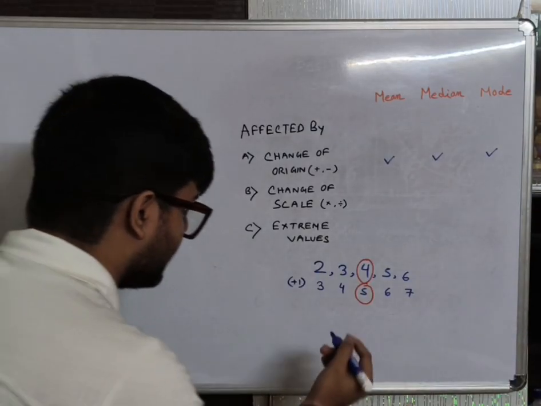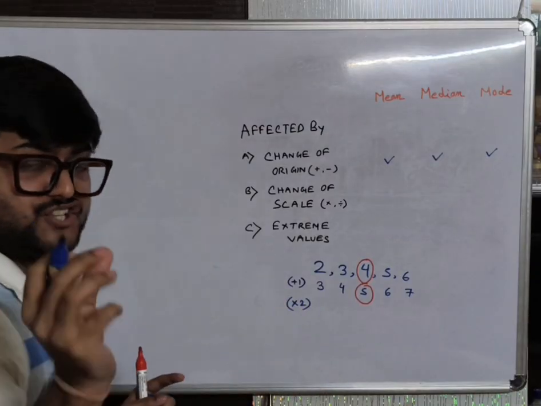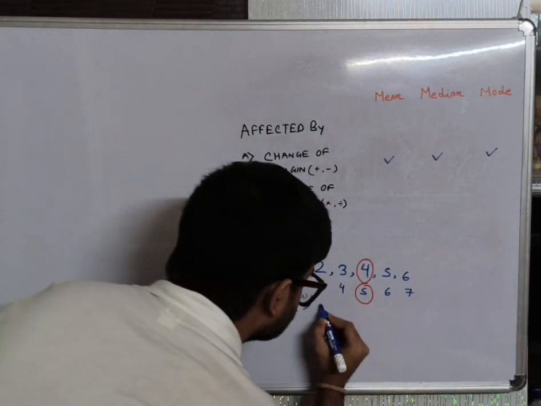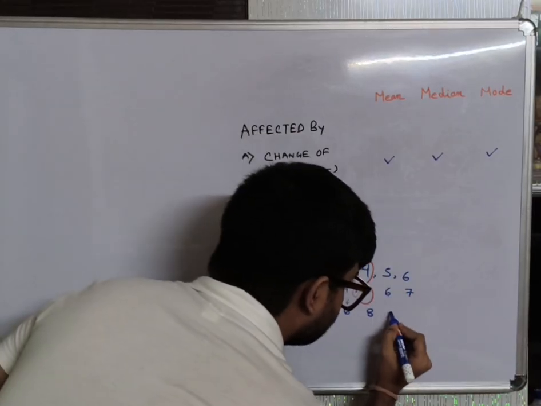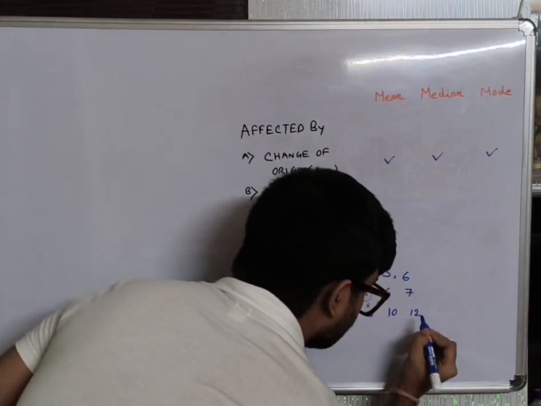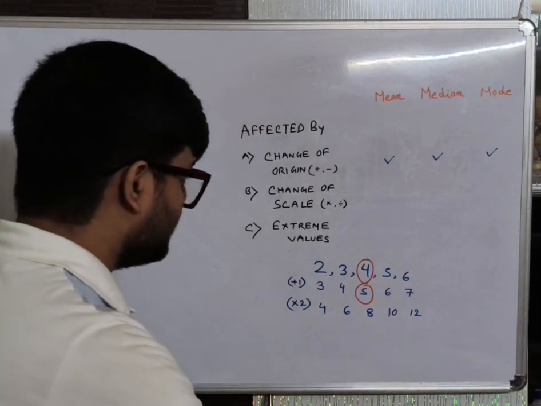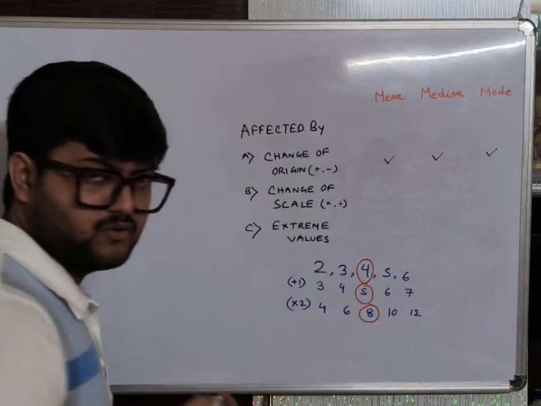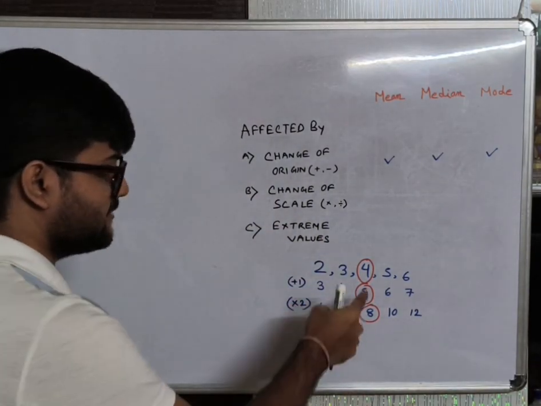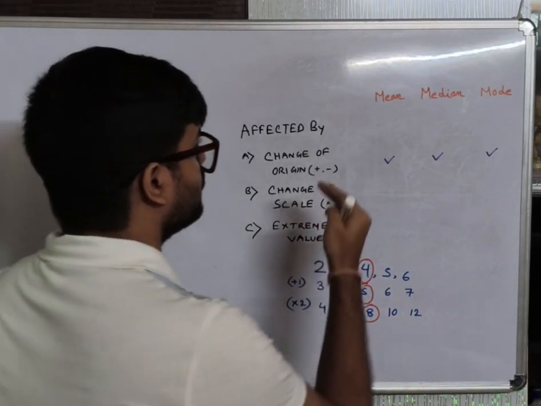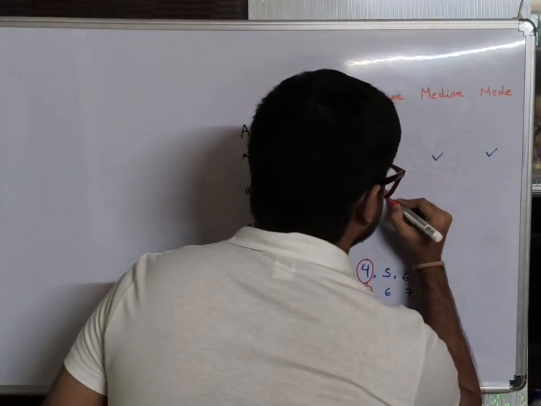Now if we see the change of scale, that is, you are either multiplying or dividing the values. In this case, we will multiply by 2. So the original values of the data set, 2 becomes 4, 3 becomes 6, 4 becomes 8, 5 becomes 10, 6 becomes 12. So now in the revised data set, the mean is 8. Okay, the central value is 8. It has changed. Originally it was 4, now it is 8. So mean, median, mode, all 3 of them are also affected by the change of scale.